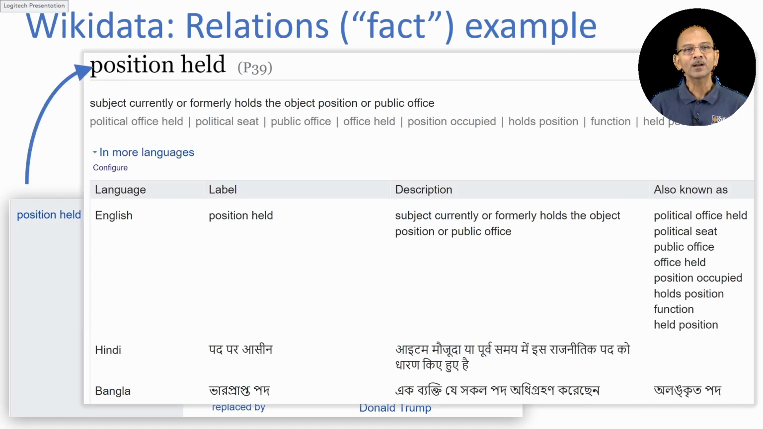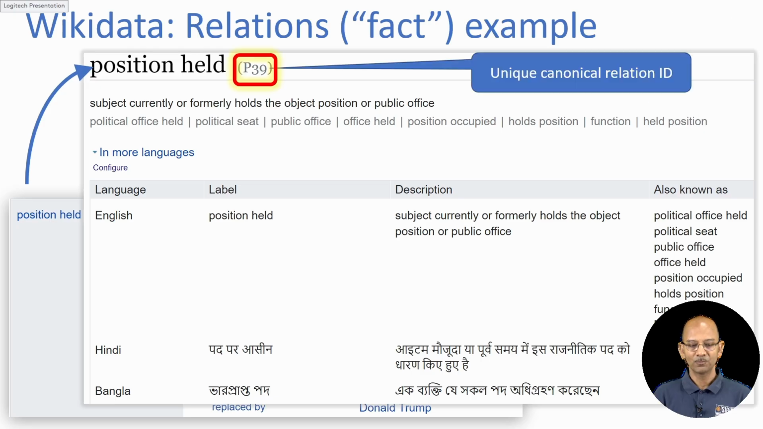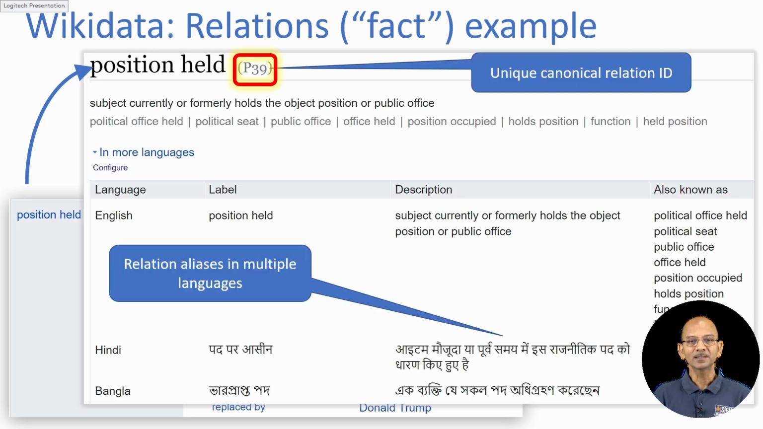Once again, just like Barack Obama, the relation position held will not depend only on this string description, but it will have this opaque unique ID, this time starting with a P instead of a Q, P39, which is the unique ID assigned by Wikidata to this particular relationship. And once again, just like its description in English and its longer explanation, we are going to have its aliases not only in English but also in many other languages of the world. Here I have shown 2 Indian languages.